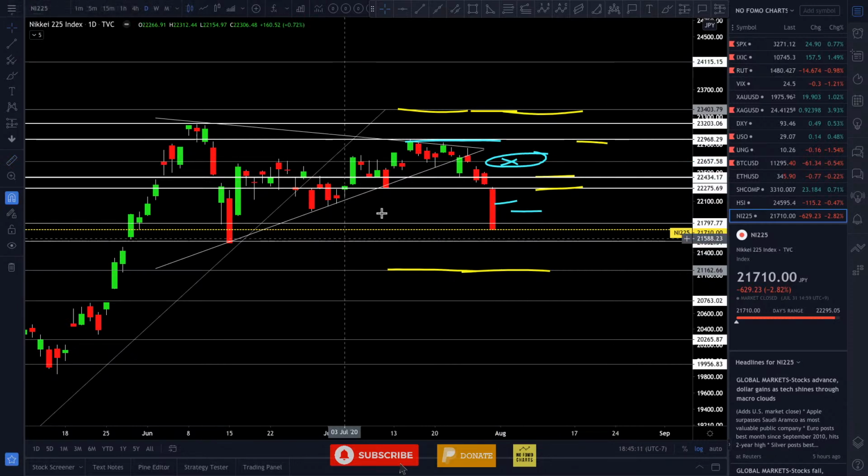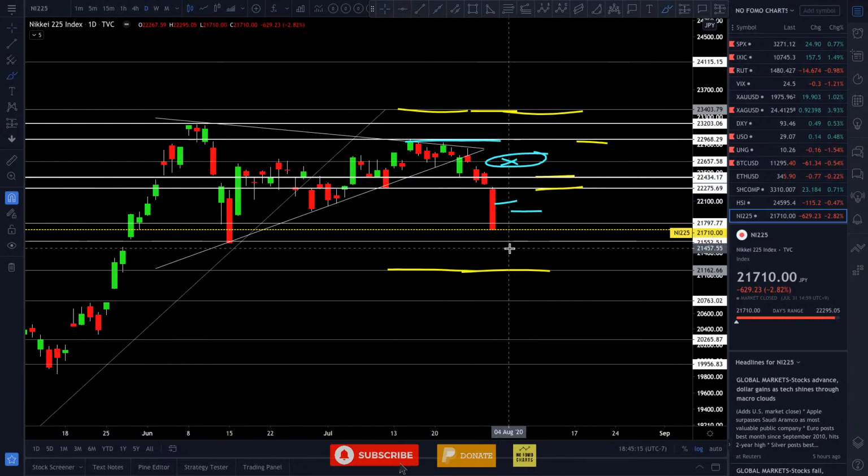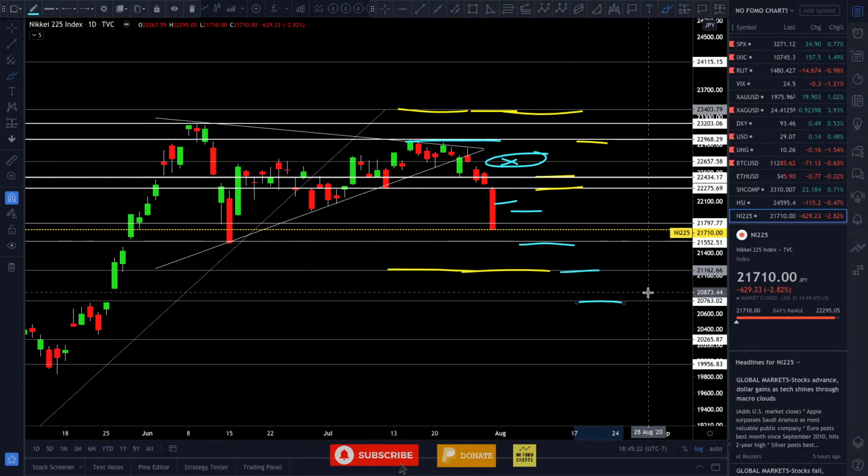That's tough. Why am I saying this? Because it lost a lot of support levels here. Now the downside target is this: 21,510, 21,140, 20,747 to the downside, right? But I'm expecting somewhere here, okay, it's going to bounce.